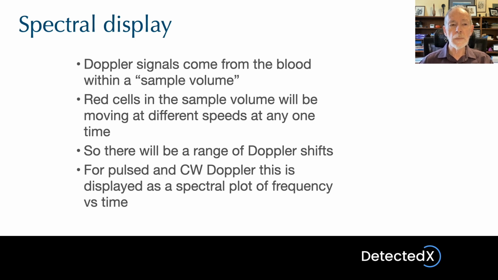The Doppler signal comes from a volume, which we refer to as the sample volume. The red cells within that volume will not all be moving at the same speed. That's the nature of a fluid, that different parts of the fluid move at different speeds, and therefore there will be a range of red cell velocities within a sample volume at any one time. The result is that at any one time there will be a range of different Doppler shifts detected. For this reason, the machine takes the Doppler signal and breaks it down into its frequency components and displays that as a spectral plot as a function of time.